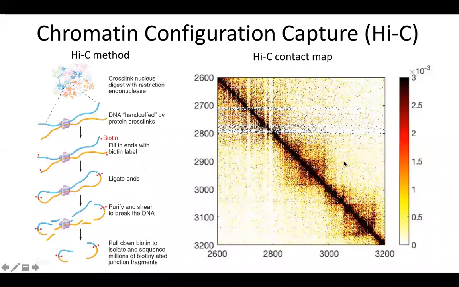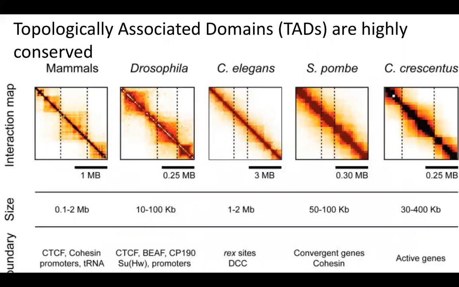But if I move over here, 3100 is not so much in contact with, or let's say 3050 is not so much in contact with 2950. So there's this interesting structure. And of course, one way that you can realize two distal pieces of DNA coming into contact is by making a loop. And so this is really telling you about loops. Topologically associated domains are what these features are called. And they're very broadly conserved across eukaryotic creatures, but also observed in bacteria.